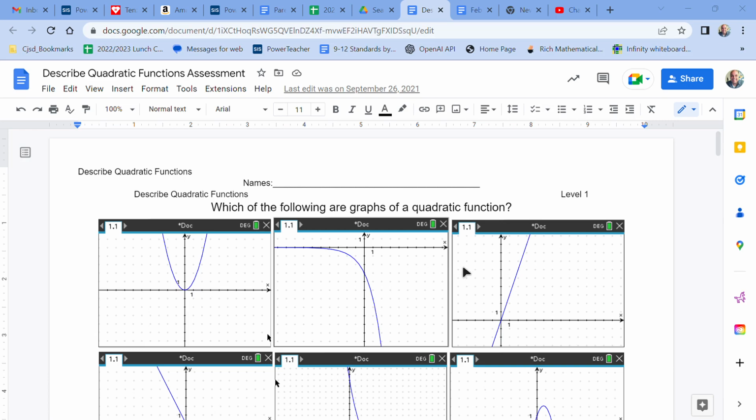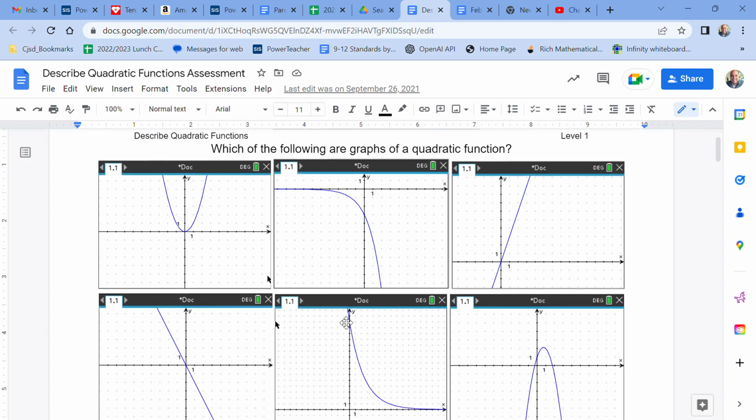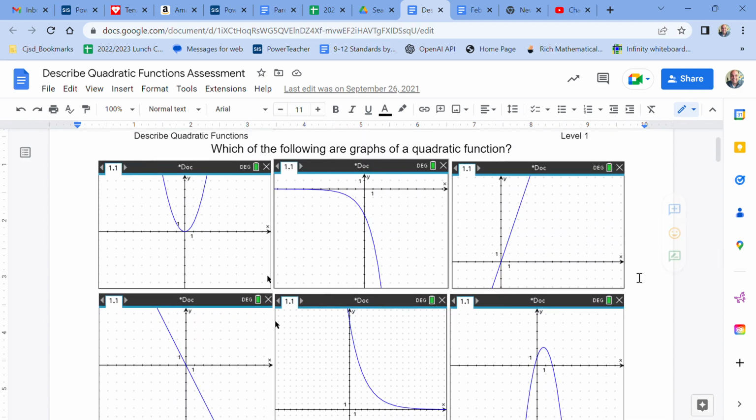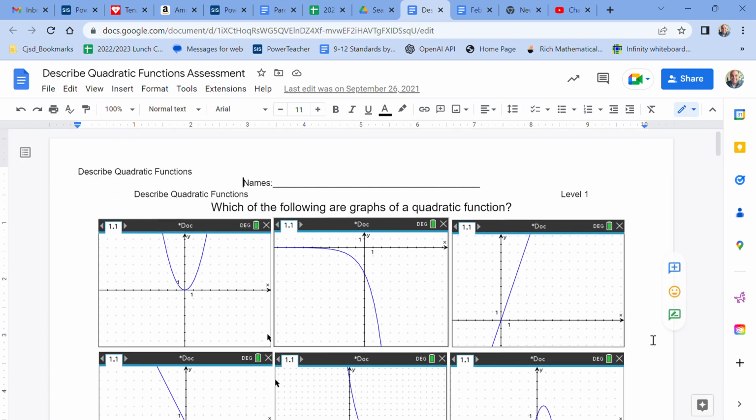All right, we are going to work on describing quadratic functions. So now that we've learned about quadratic functions, we've learned about the shapes that their graphs take. You can tell just from looking at the pictures which ones here have to be quadratics and which ones don't. I'm not going to tell you how. I think these are very simple.